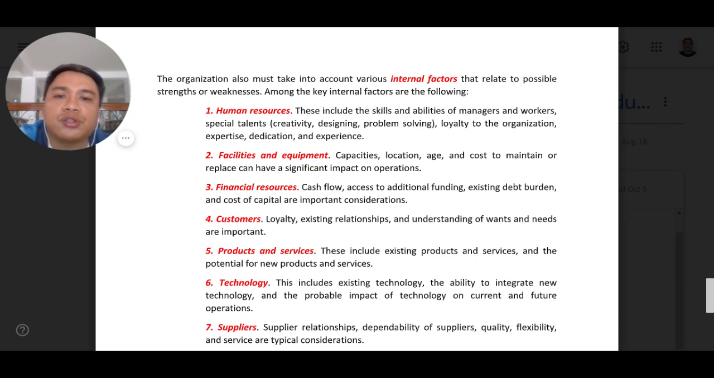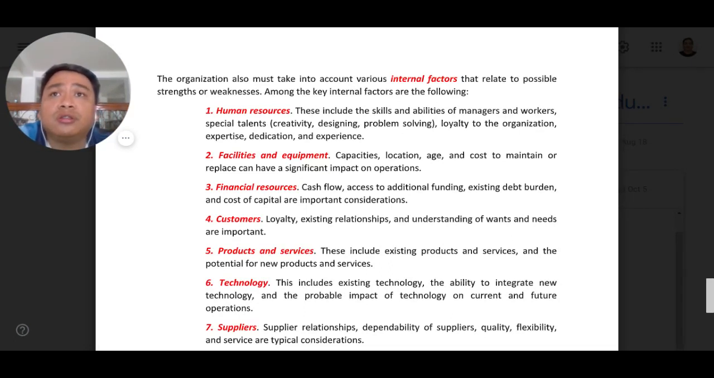No? Example, human resources. Okay, do they have the skills and abilities? Okay, do you have the special talents? Pag meron sila lahat yan, strength. Consider mo na strength. Pag wala yan, they are considered weakness. Same is true with facilities and equipment. Okay? Yung capacity, ilan yung capacity nung facilities mo, for example, yung warehouse mo, ilang kaban ng bigas ang kaya niyang i-accommodate for warehousing.